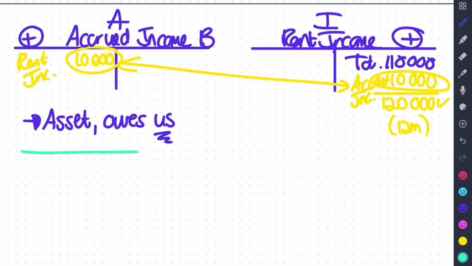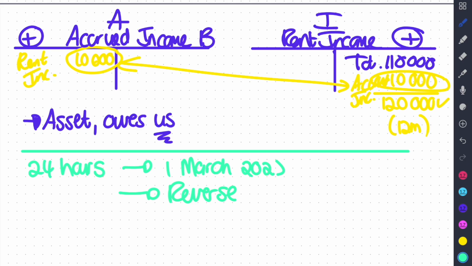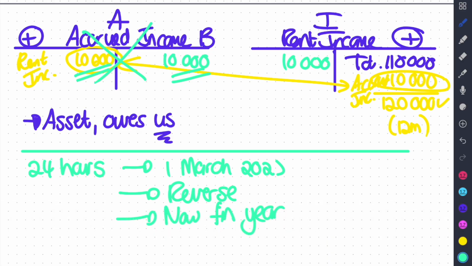Please take note that this adjustment is only valid for about 24 hours. Tomorrow, on the 1st of March 2026, the new financial year, you will reverse this transaction. You will put 10,000 Rand on this side to cancel it and 10,000 Rand on that side. Look what happens. Basically, this accrued income then disappears and only reappears when you do adjustments again at the end of next year. But now your books are relevant to a new financial year. So you needed to put that money back where it was so that it went back to normal.